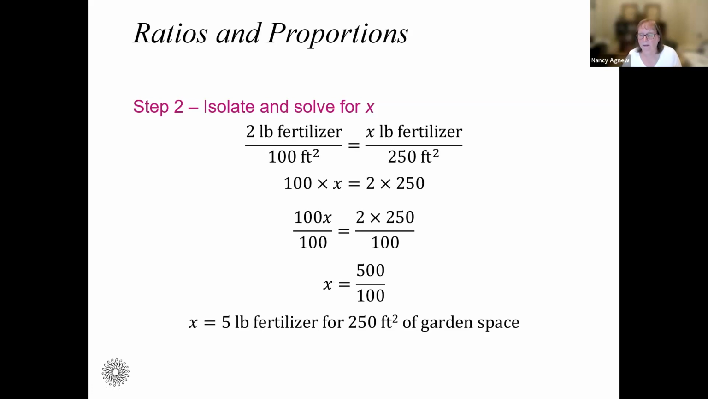So you can apply this proportion technique and solving for X in a lot of different situations.